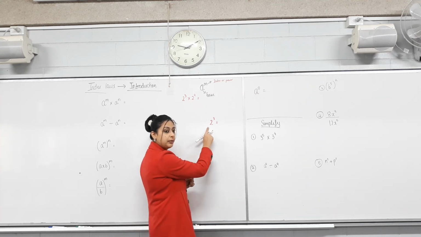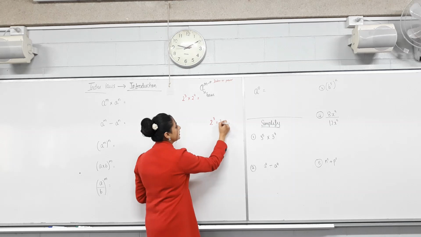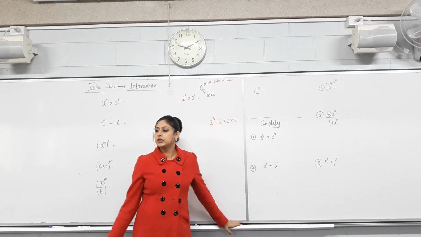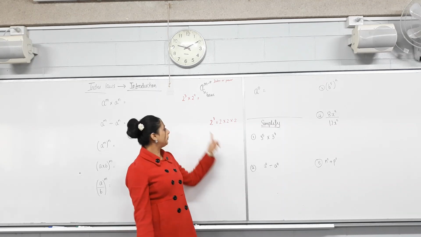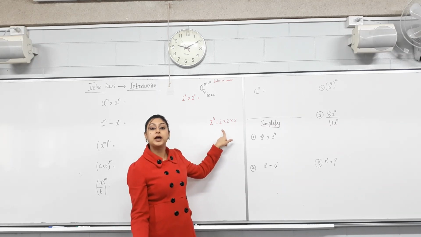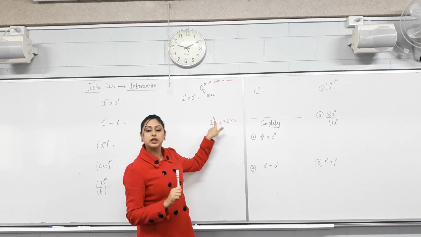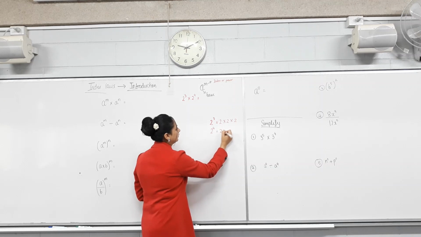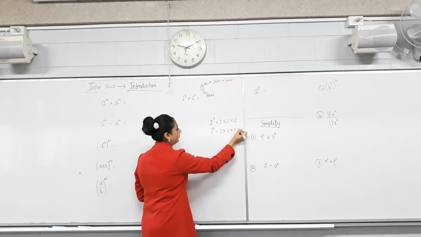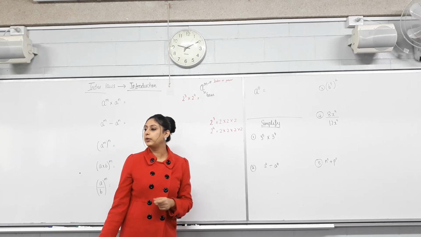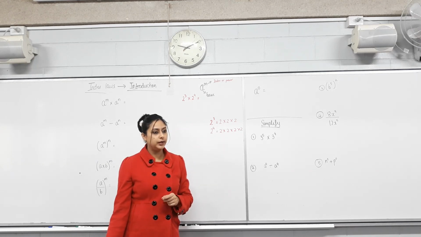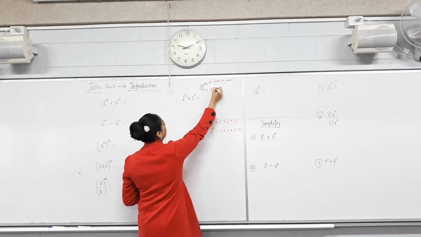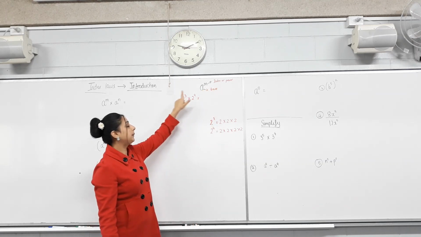Exactly. That means this number, which is the base, is multiplied by itself this many times. Does this make sense? So the base was 2, so that means 2 will be multiplied by itself. How many times? 3 times. So what would 2 to the power of 4 be? 2 multiplied 4 times. Happy with that? So that's what the power means. Any questions so far?